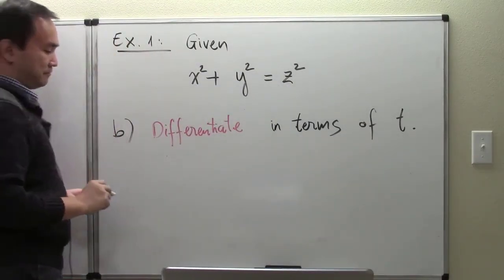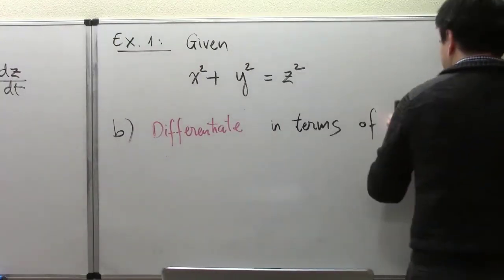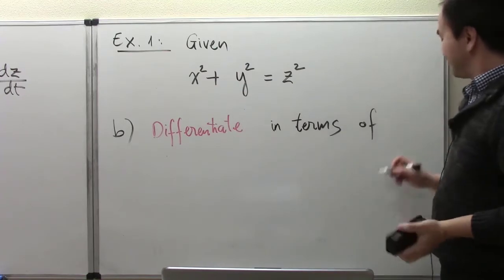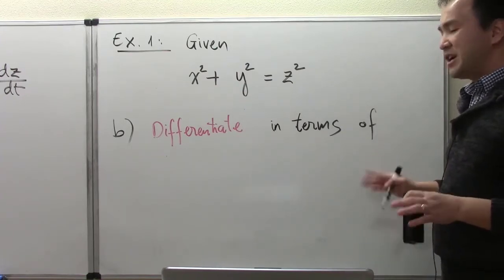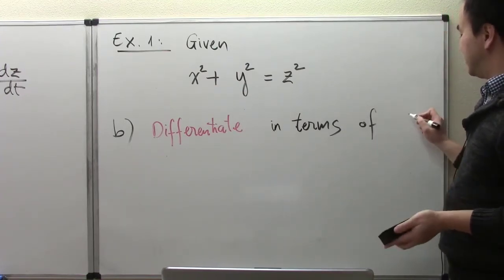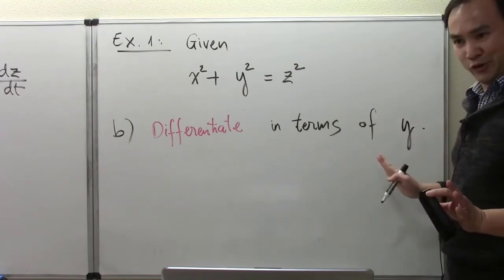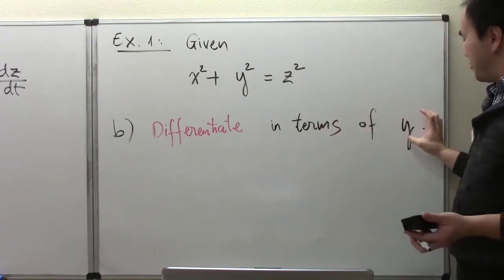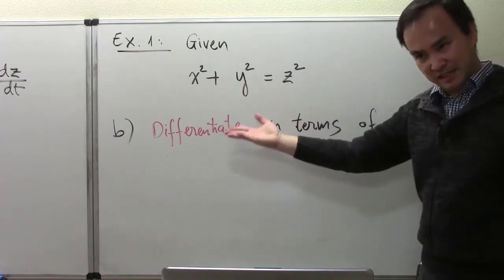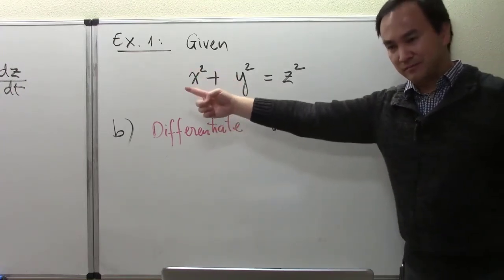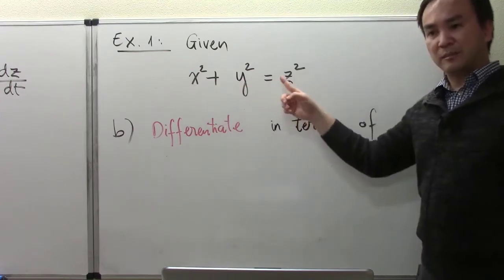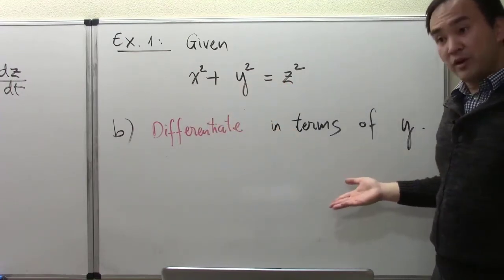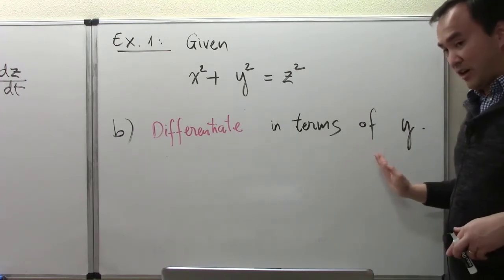And so here, we got 3 different variables. Let me do this. How about differentiate in terms of y? It's just a choice. The point now is, can we pick one of the 3 variables as the independent variable, and the other variables are now going to be implicit functions of this variable? Sure we can, and that's what I'm about to do right here.